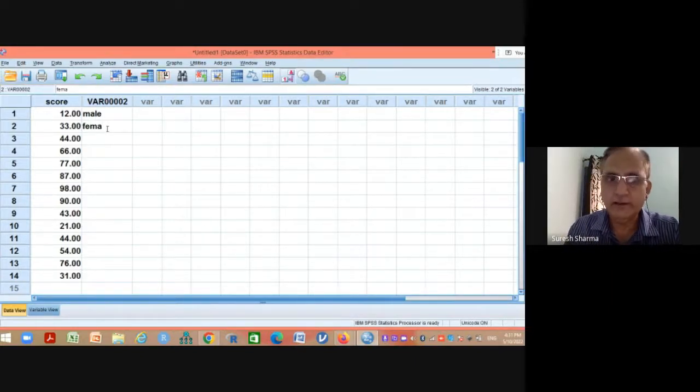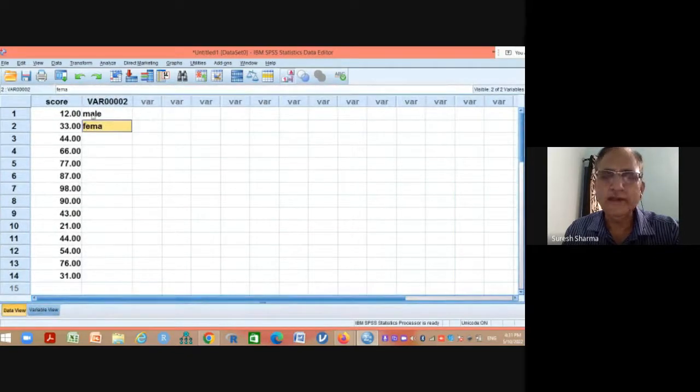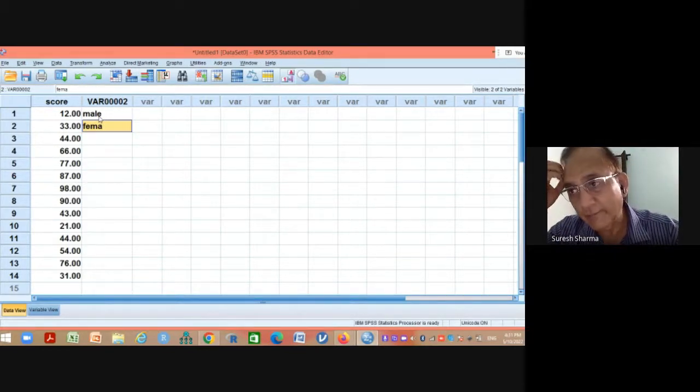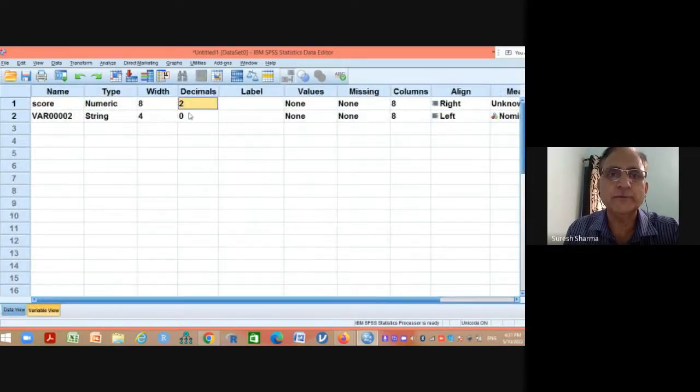The reason is simple. If you go to the variable view, what is the width? Width of a numeric variable was 8. But what is the width of a string variable? It is only 4. In the data view, male has just 4 letters, M-A-L-E, but female has 6 letters, F-E-M-A-L-E. But width was 4, so it has just taken the first 4 letters, but you can increase or decrease the width from here. I can also make this 8.